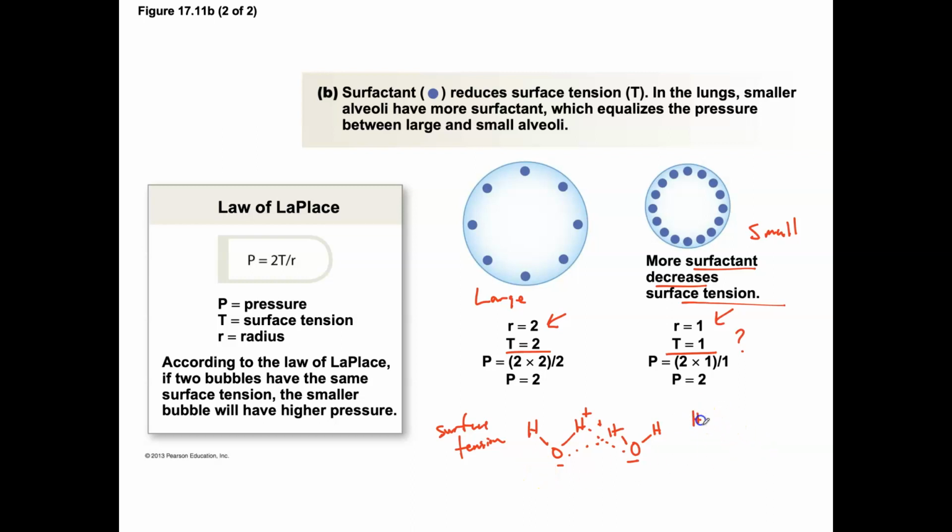Again, if we have two water molecules in close proximity to each other, but you have surfactant secreted, that surfactant, I'll just put a big S here, is going to prevent the hydrogen bonding between those water molecules, and so it's going to reduce the overall surface tension in that space.